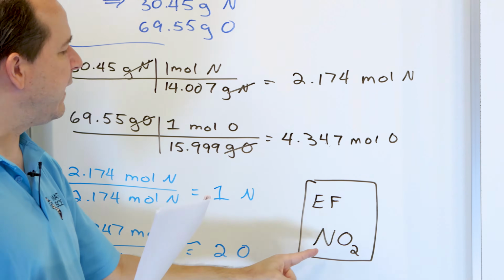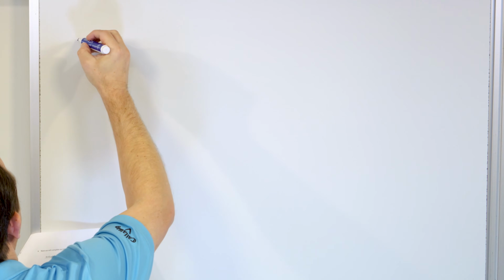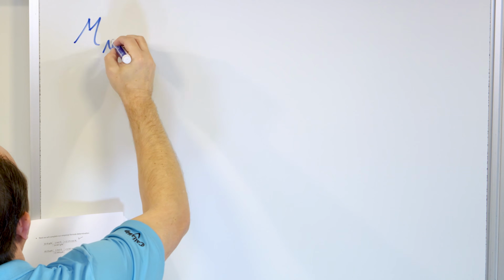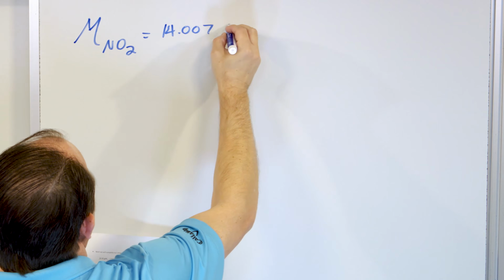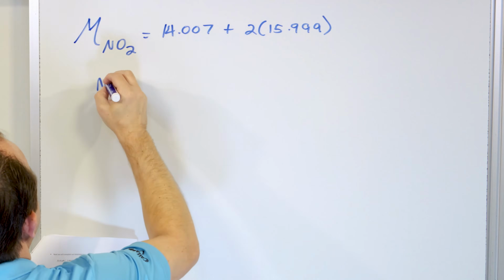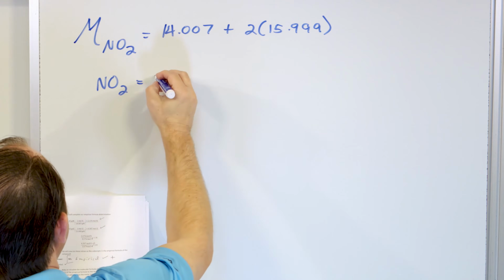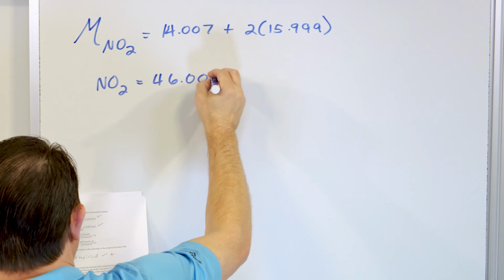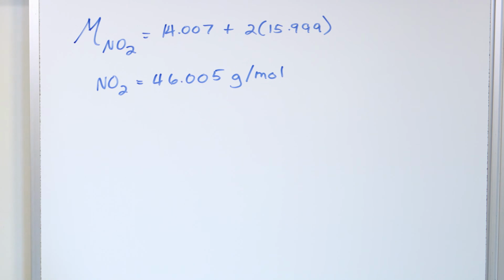So what we have to do is figure out what the molar mass of this empirical formula is, and then we can find the ratio of the masses. So we're going to figure out what the molar mass is of NO2. We have 1 nitrogen, 14.007. We have 2 oxygens, 15.999. And so NO2, when you take 14.007, plus 2 times 15.999, add them, 46.005 grams per mole.